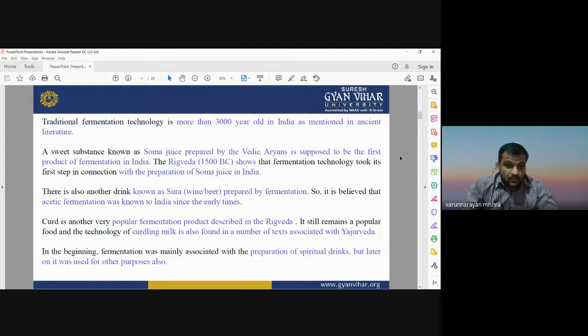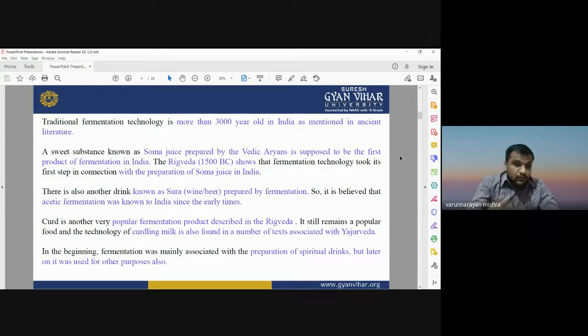There is also another drink known as sura, that is considered a wine or beer. In ancient times, wine and beer were known as sura. So in India, the preparation of sura was started using the fermentation process. It is believed that acetic fermentation was also known to India since early times.